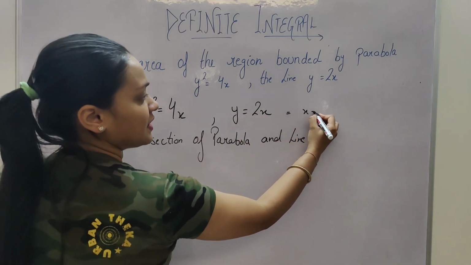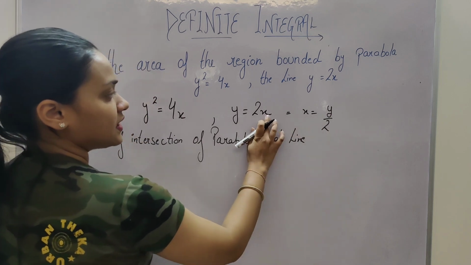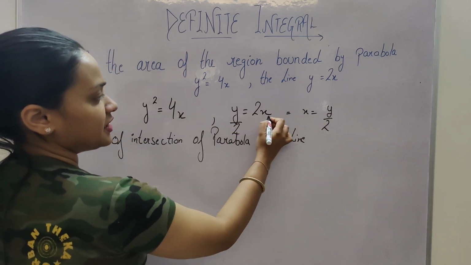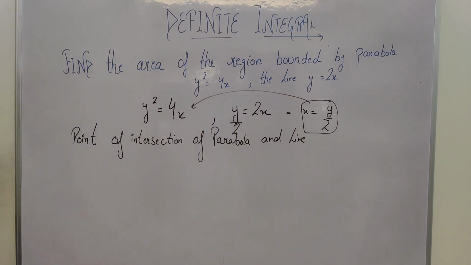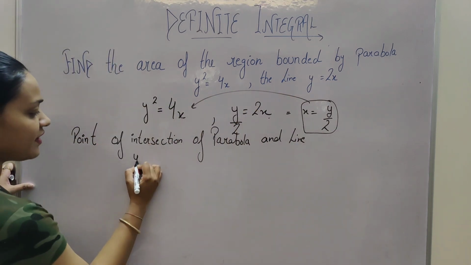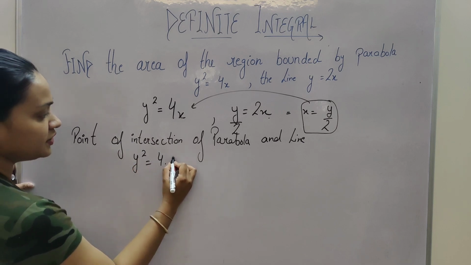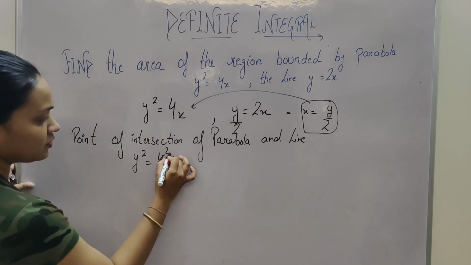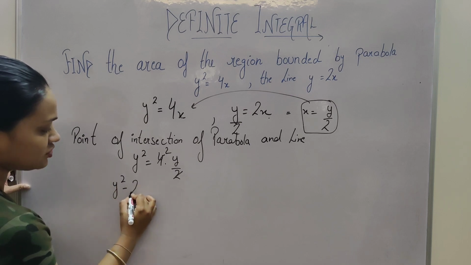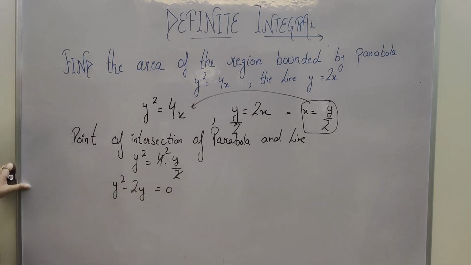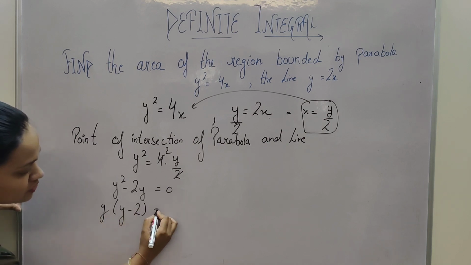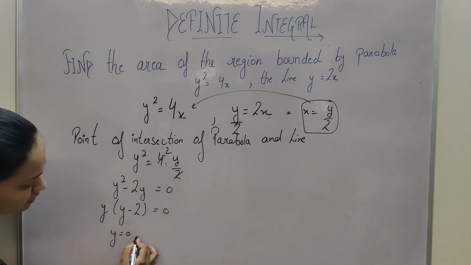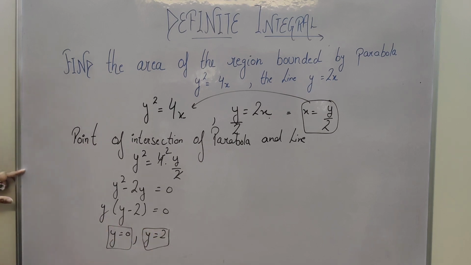सो पुटिंग द वैल्यू, तो देखिए आपके पास x की क्या वैल्यू है, y अपॉन 2। अगर हम y को 2 को नीचे ले जाएं तो x की वैल्यू y अपॉन 2 है और पुटिंग दिस वैल्यू इन दिस इक्वेशन ऑफ पैराबोला, तो आपके पास क्या आता है, y का स्क्वायर इज इक्वल्स टू 4 इंटू y अपॉन 2। तो आपके पास आता है y का स्क्वायर माइनस 2y इज इक्वल्स टू 0। तो अगर हम y को कॉमन ले तो y माइनस 2 इज इक्वल्स टू 0, y इज इक्वल्स टू 2 एंड y इज इक्वल्स टू 0.